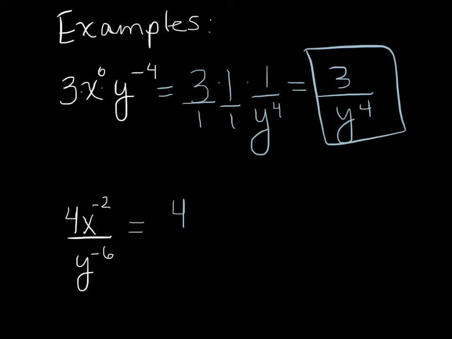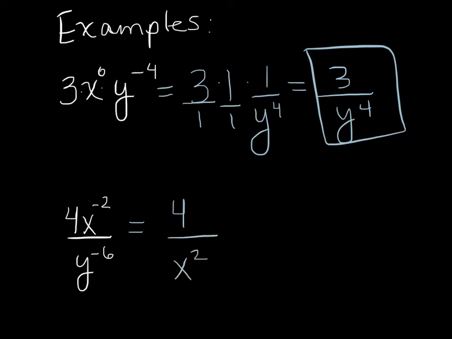x to the negative 2. Anything special about this? Yeah, I've got a negative exponent. I'm not allowed to have negative exponents. So what do I do with a negative exponent? Oh yeah, I have to flip it. It's got to go down to the bottom, and it becomes x to the positive 2.